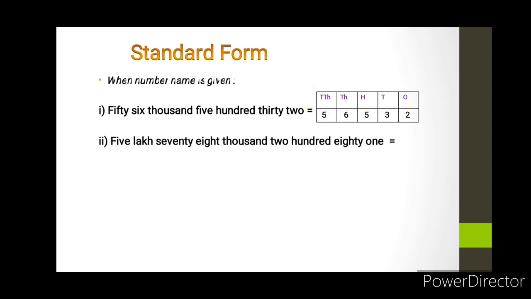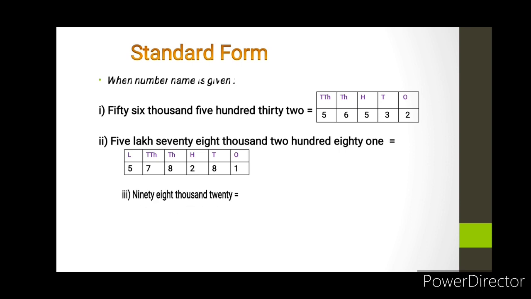Now start reading. 56,000. I hope you remember the periods. That means the digits that come in the same family, the same period, are written or read collectively. I hope you remember that, right? Okay, so 56,000, which means 5 is at 10,000 place and 6 is at 1000 place. 500, so 5 is at 100 place. 32, which means 3 is at tens place and 2 is at ones place. Similarly, the second one is done for you. Let's check the third one.